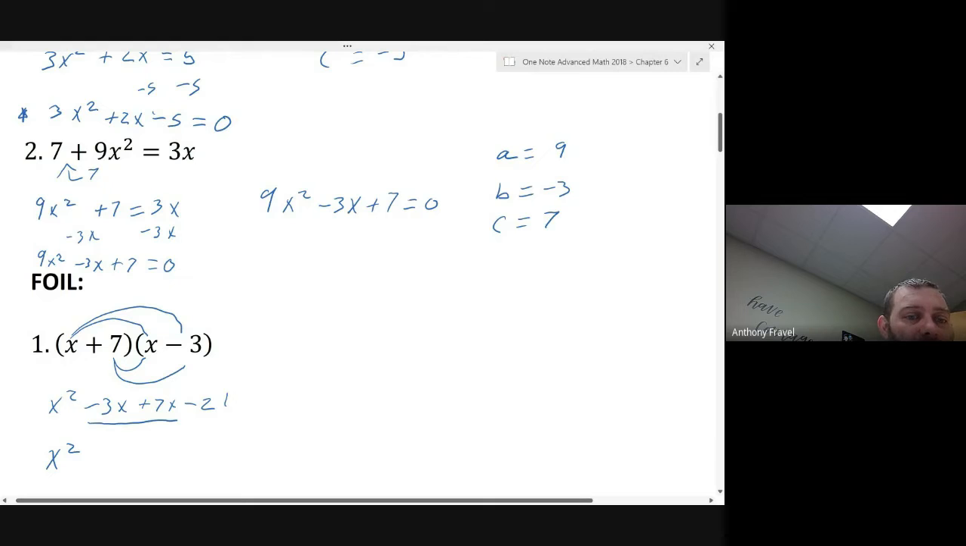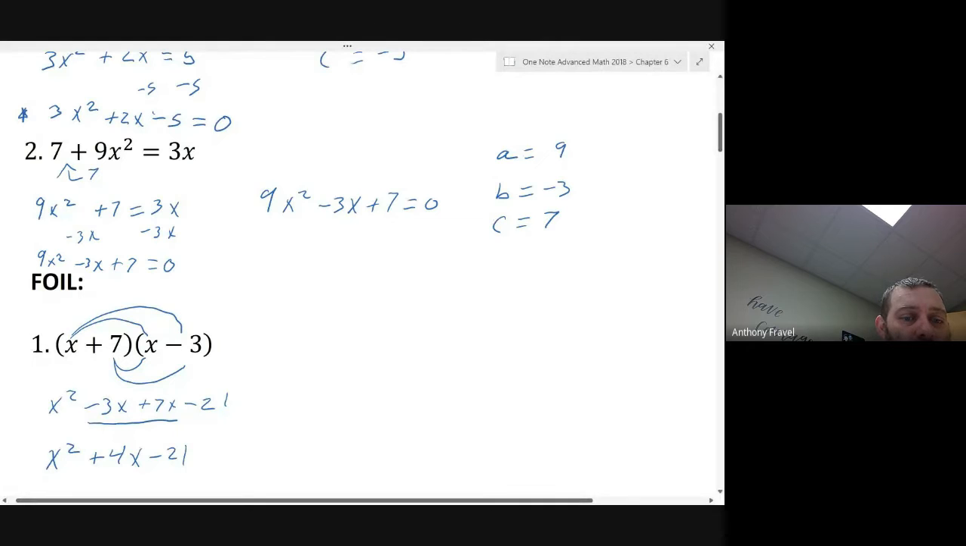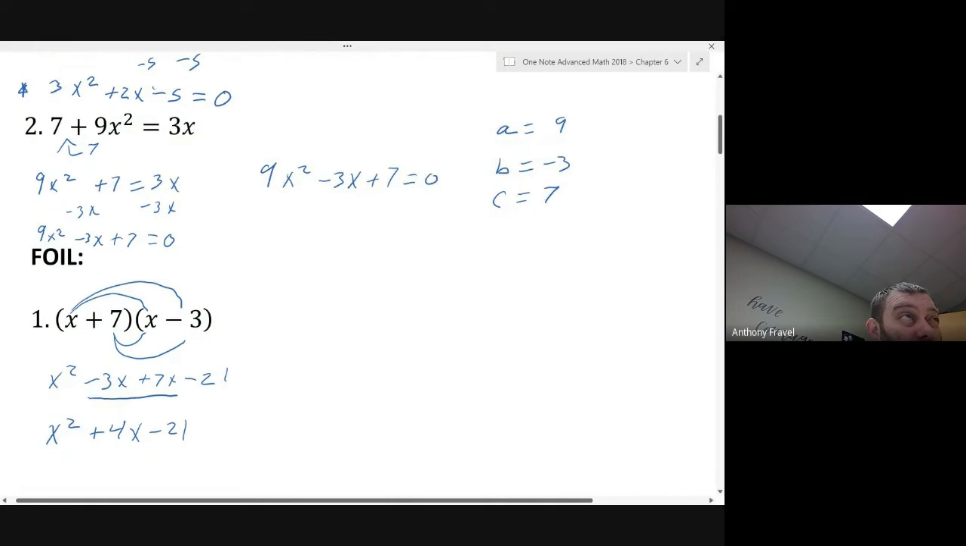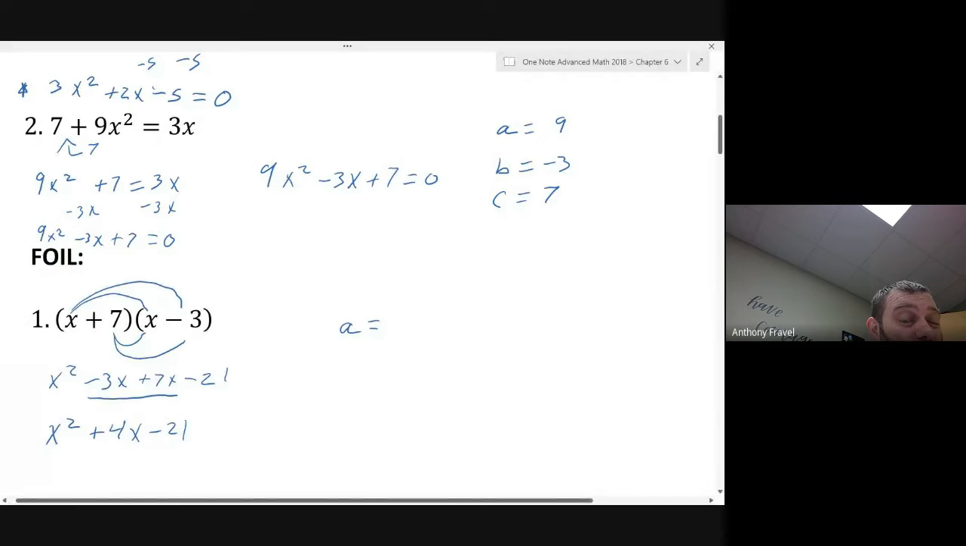I'll just rewrite it. Now I get -3x plus 7. That gives me a positive 4x minus 21. And if I were going to use this one, setting it up in the correct order, I've got the x squared on the left, I've got 4x in the middle, and then I've got that negative 21. So again, if I wanted to set it up to give them those letter values, my a in this one, even though there's nothing in front of that x squared, there's an imaginary 1. B is going to be a positive 4, and then C would be a negative 21.